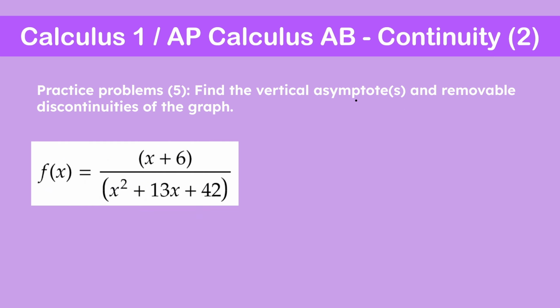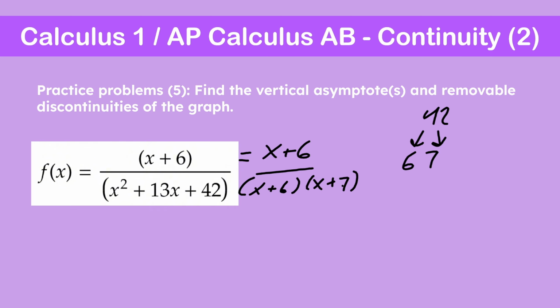We're trying to find the vertical asymptotes and the removable discontinuities of the graph. So as you can see, this is likely a factorable function. So let's set this equal to x plus 6. Let's see, 42. What factors of 42 add to 13? 6 and 7. So we can put x plus 6 times x plus 7 as our factors. As you can see here, these two cancel out, which means that there's a removable discontinuity at x equals -6. Because if you were to put x equal to -6, it would be 0, and that would be undefined.